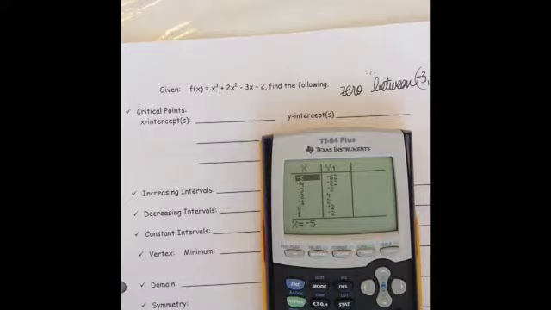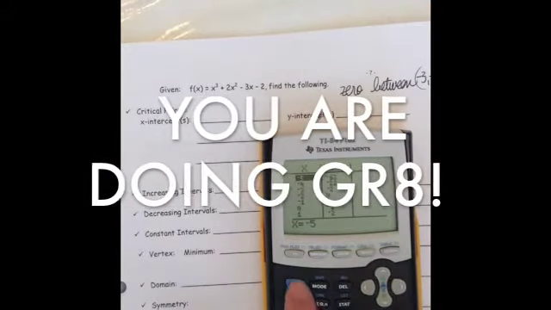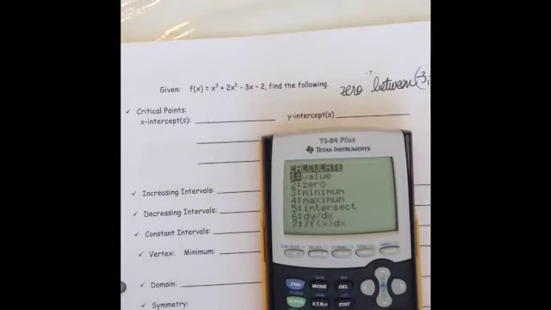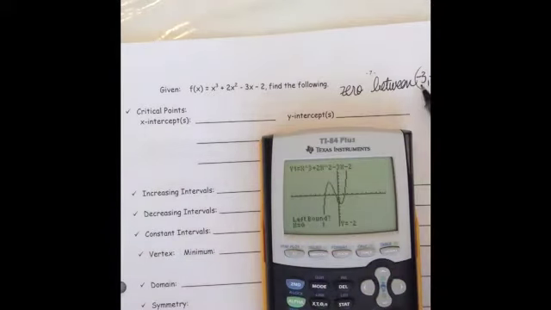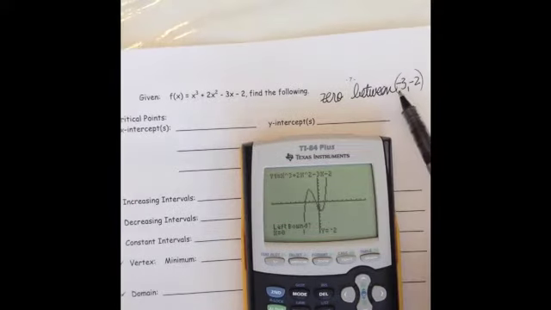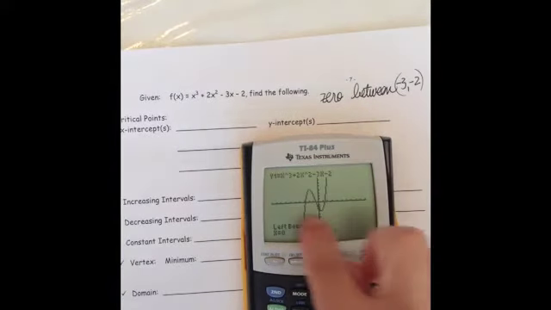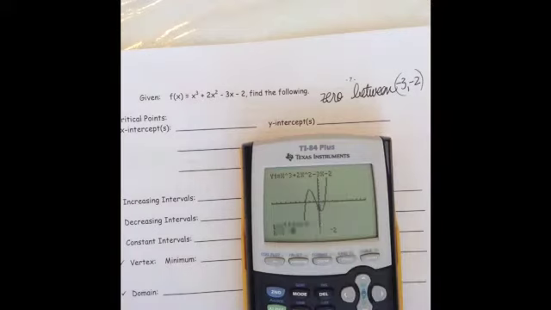Let me show you how that's a big help. So you want to find the 0. So we go second calc. Tell your calculator number 2 that you would like a 0. Now, left bound, we already figured out the left bound. The left bound is -3, so instead of scrolling around on this, you just tell it -3, enter. Now it says, what's the right bound? Right bound is -2. Enter.